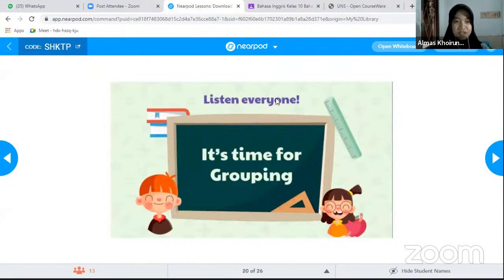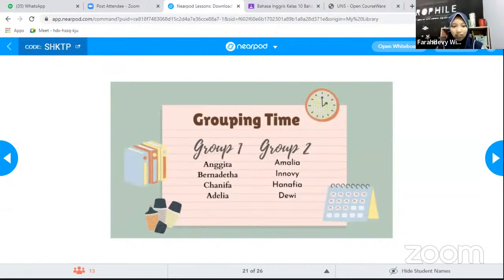Okay, it's time for another activity in this section. We have grouping time. So we will divide you into two groups to discuss a topic that will be explained by Ma'am Farah. Okay, Ma'am Farah, it's your time. Okay, students, I have divided you into two groups. The first group consists of Anggita, Bernadetta, Hanifa, and Adelia. And the second group consists of Amalia, Inovi, Hanafia, and Dewi. Next.